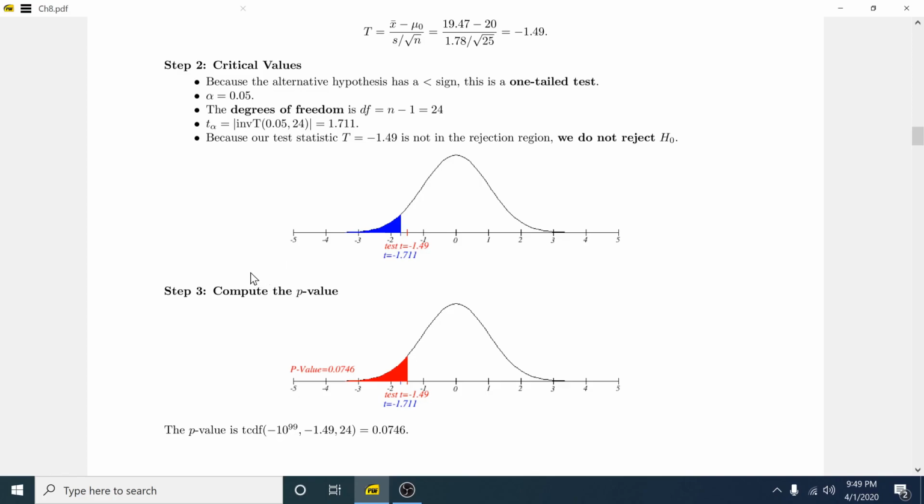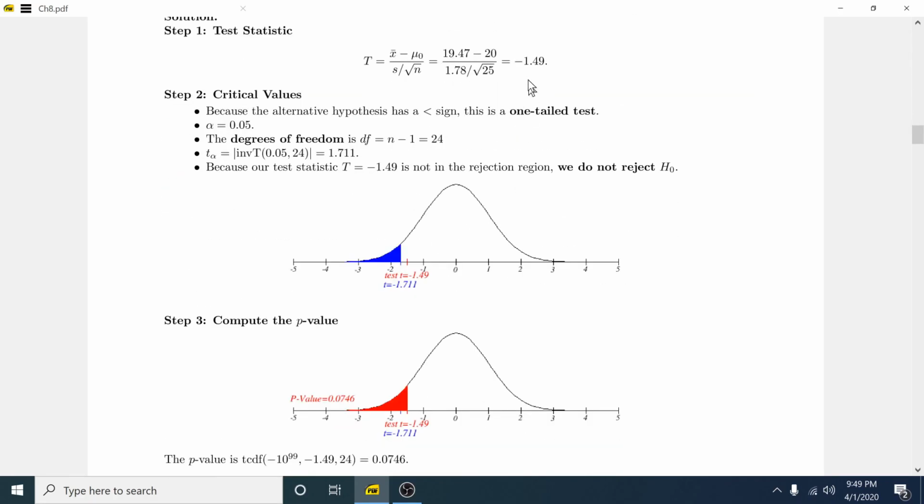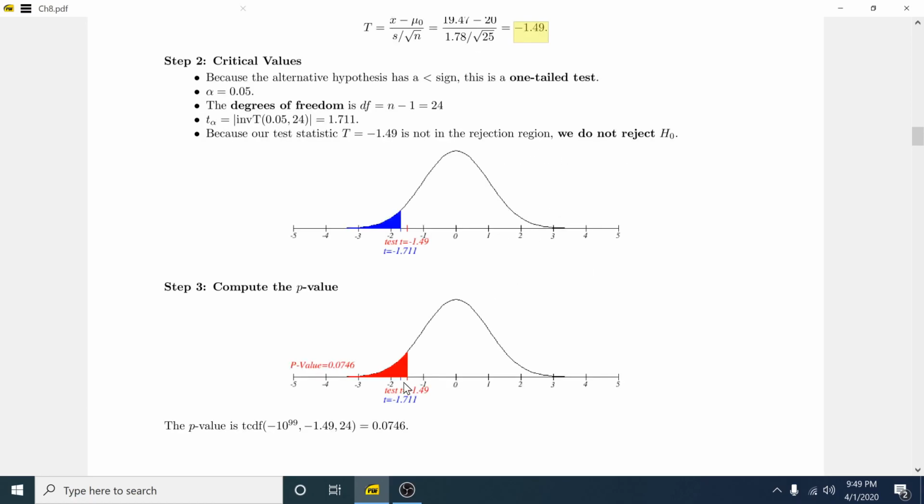So again, what do you do with your p-value? You take the test statistic you got. The test statistic we got was negative 1.49. And we want to take that negative 1.49 and shade it. Now, again, in this problem, it's a one-tail problem. We're not going to shade both sides. We're just going to shade towards our rejection tail. This is what we get. We need to calculate this probability. How do we do that?